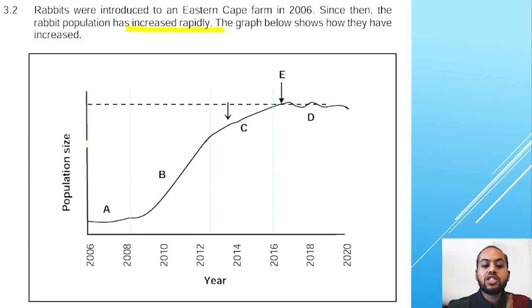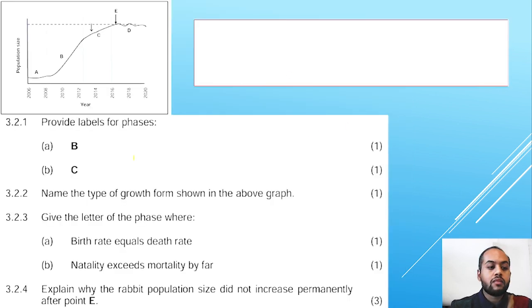So if we have a look at this graph here, if you look at the shape of the graph, then it goes without any doubt that the type of growth form that we have here would be logistic growth. We have the year on the x-axis and the population size on the y-axis. And each phase has been named with a certain letter. So A, B, C, D, and E is pointing to this dotted line. 3.2.1 asks us to provide labels for phases B.